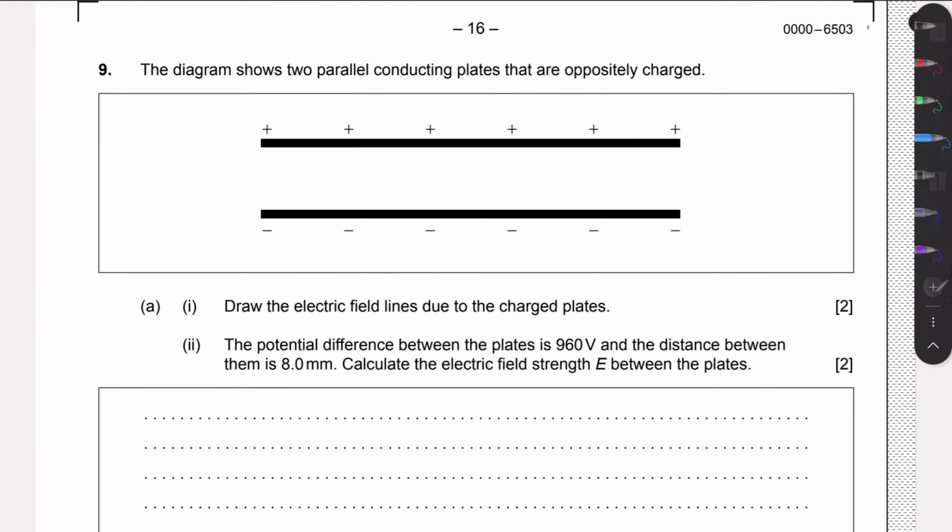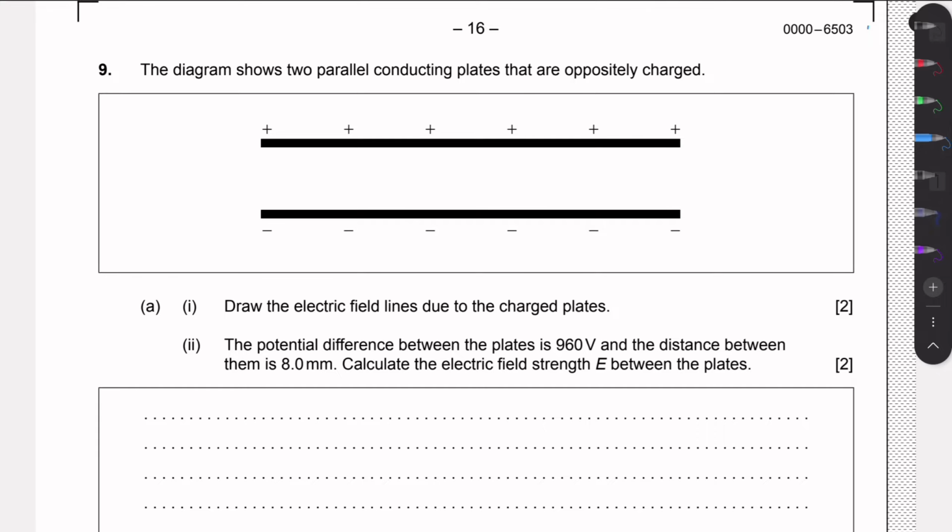Now we're going to go through question 9 in the 2025 Specimen Paper 2. So we have this diagram here showing two parallel plates, oppositely charged, and firstly we need to show the electric field lines due to the charged plates.